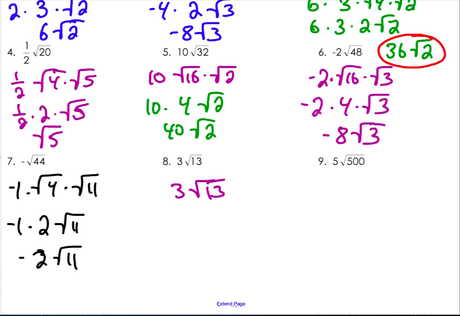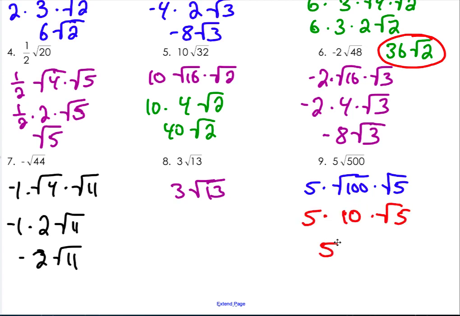Here, I've got 5 times the square root of 100 times the square root of 5, because that makes 500. Square root of 100 is 10 times the square root of 5 times 5, or 50 square roots of 5. All right, so hopefully you got the idea of how we factor those pieces out.